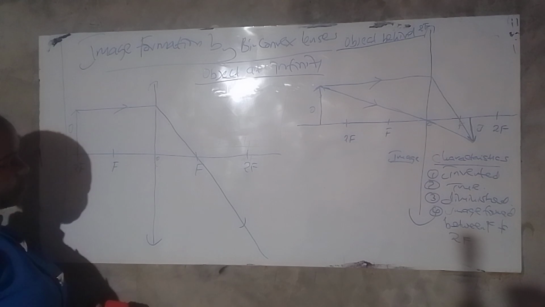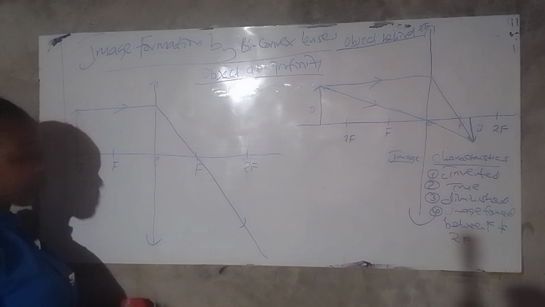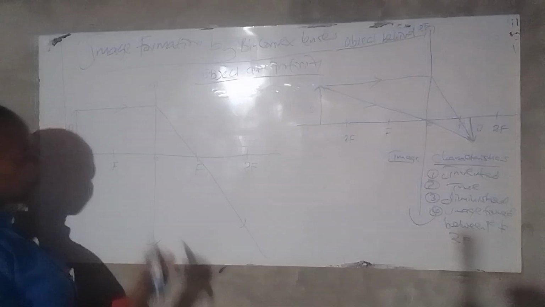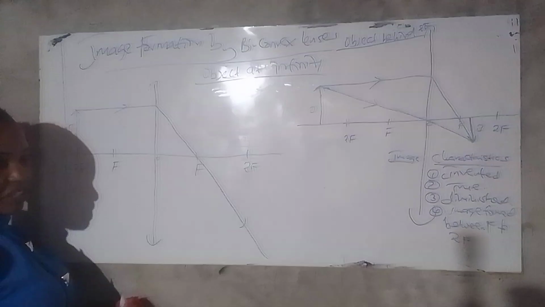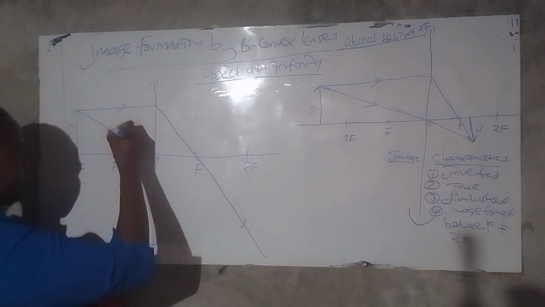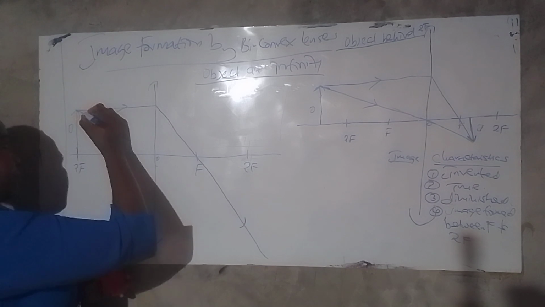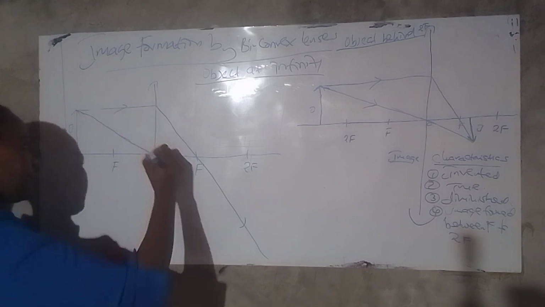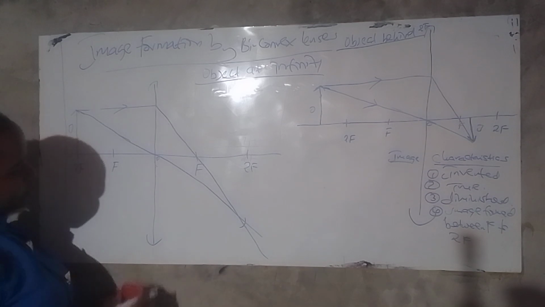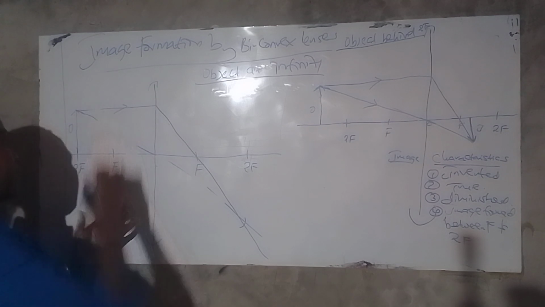Okay. The other ray is a ray that comes from the tip of the object to pass through the optical center, and that ray should pass undeviated. Okay, it's not very straight, a bit of a hard time there.